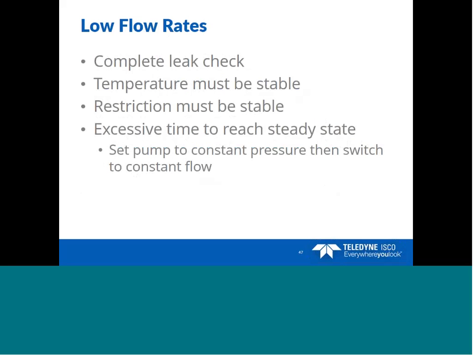To operate at low flow rates of less than, say, 1 mL a minute, complete the leak check as previously discussed. The temperature must be stable to prevent the expansion and contraction of fluids, such as may occur when the heating and air conditioning system comes on in a room. Restriction must be stable. If there's excessive time to reach steady state with low flows, then set the pump to constant pressure, then switch to constant flow.